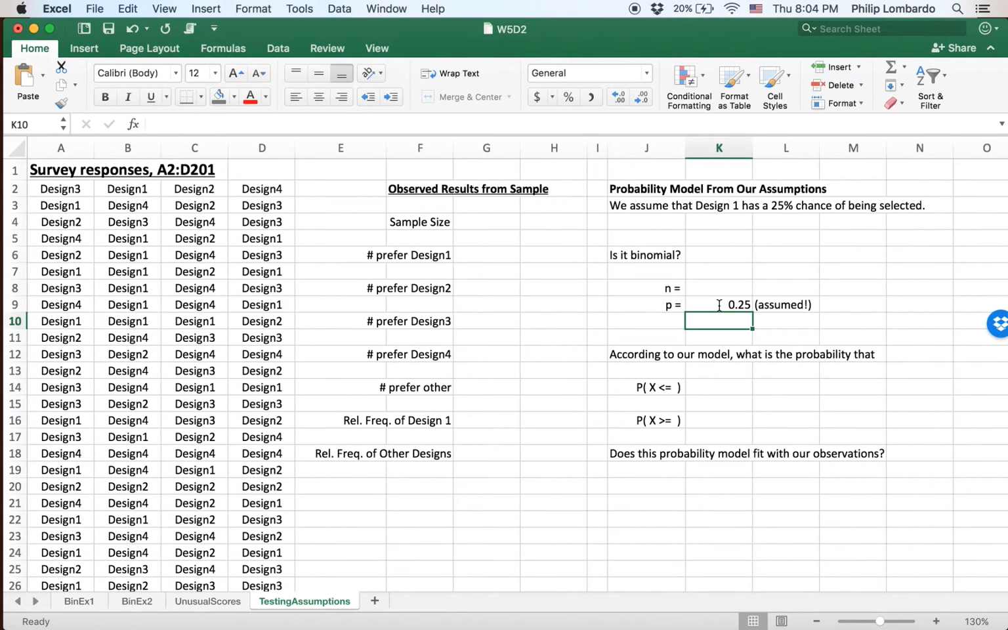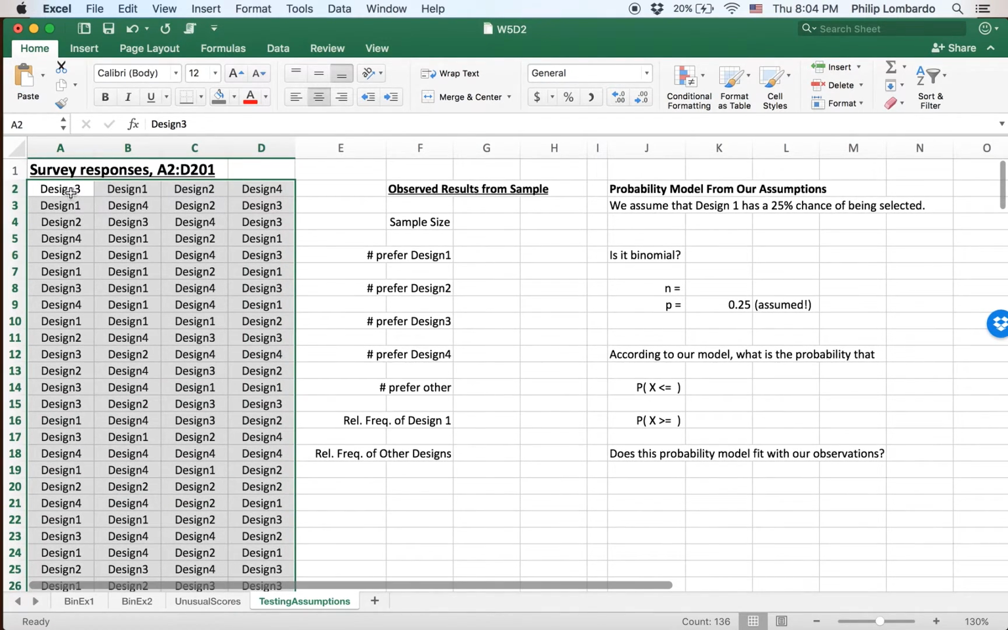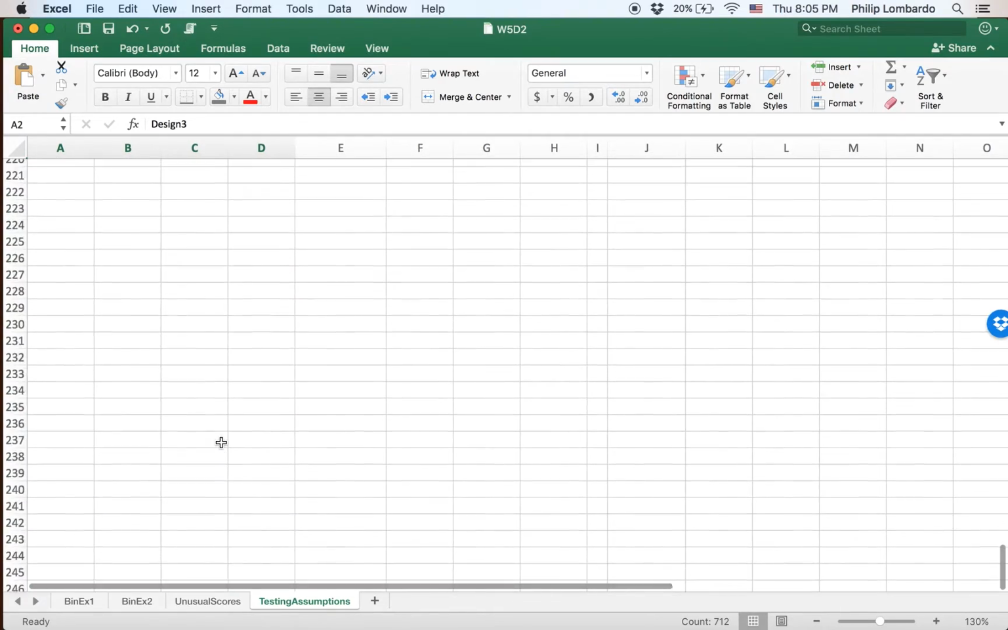And then what we're going to do is go out into the population and create a sample, much like the one we have here in the cells A2 to D201. Here we asked a whole bunch of different people what their design preferences were, and we recorded their answers.